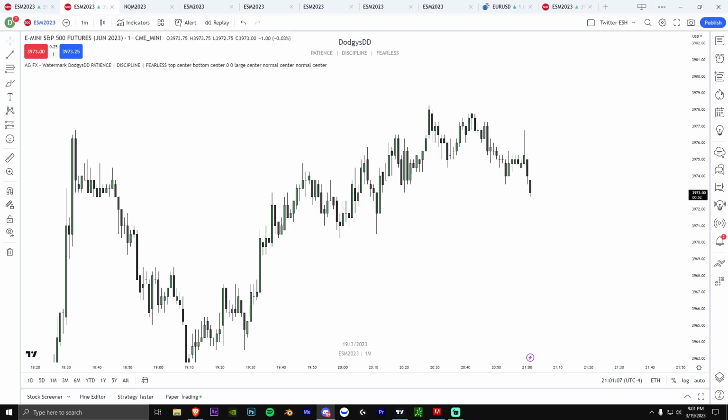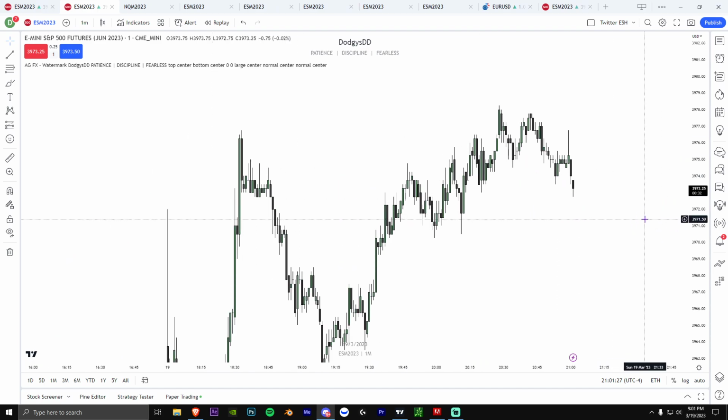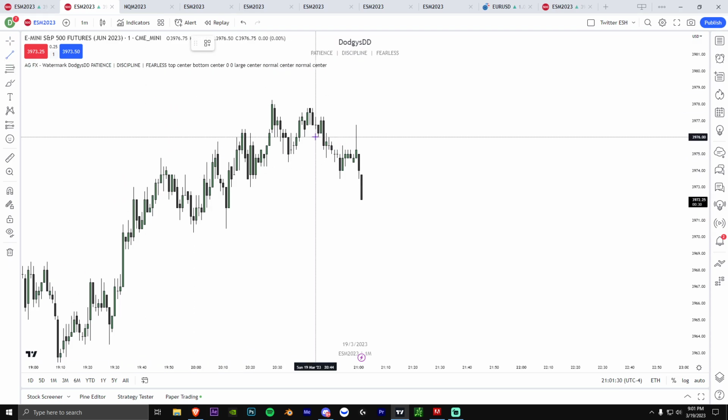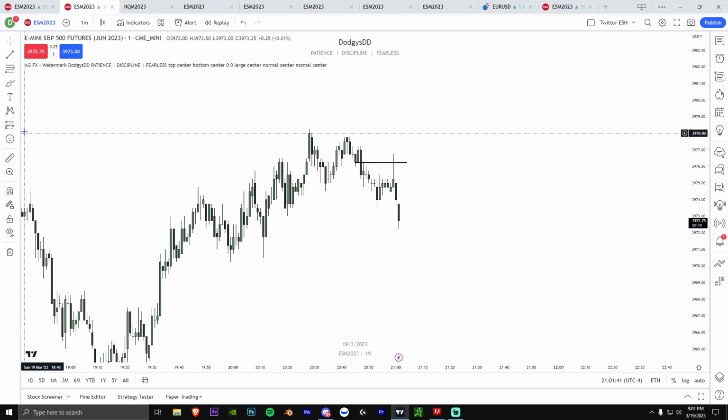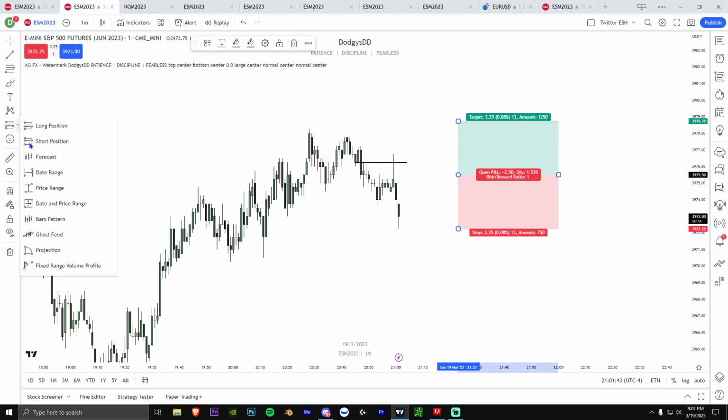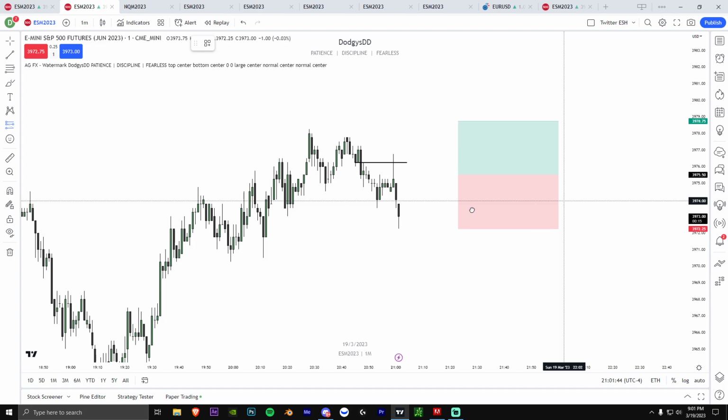All right, so today we're going to be going over how I determine my daily bias. And we're also going to be going over how I take confirmation setups. Before I get started, for everyone that has TradingView, does everyone know how to use this long and short position button?